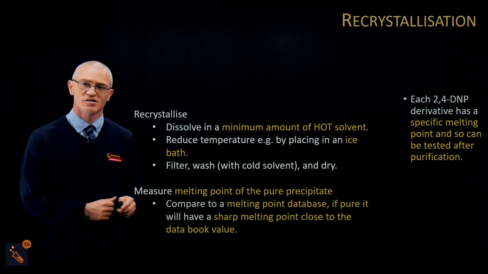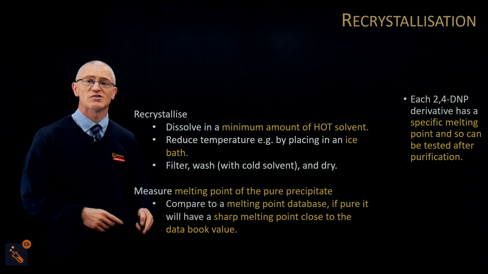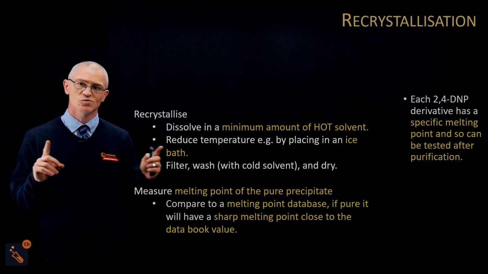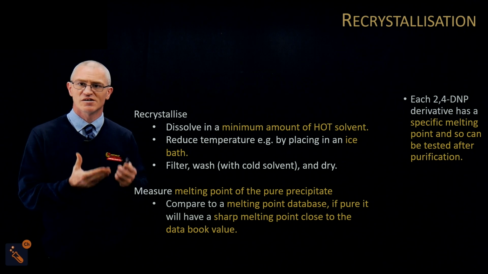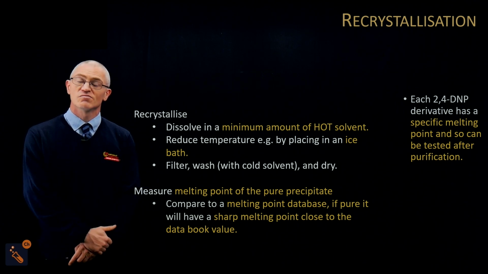Afterwards, you take that dry product and compare it to a melting point database. If it's pure, it'll have a sharp melting point that's only a couple of degrees in range. If it's more than that, it's impure. And if the melting point is lower than you would expect, it's bound to be impure as well. And that is how you do recrystallization.